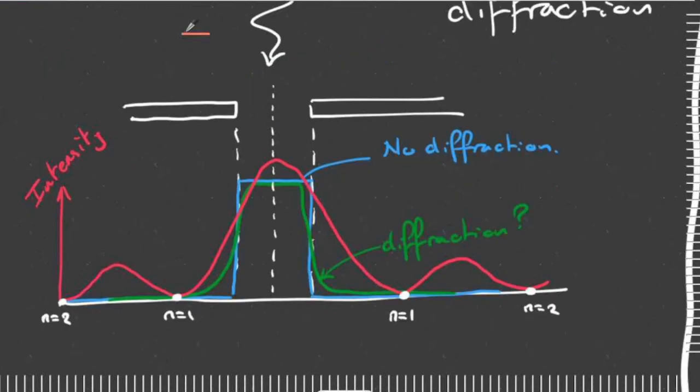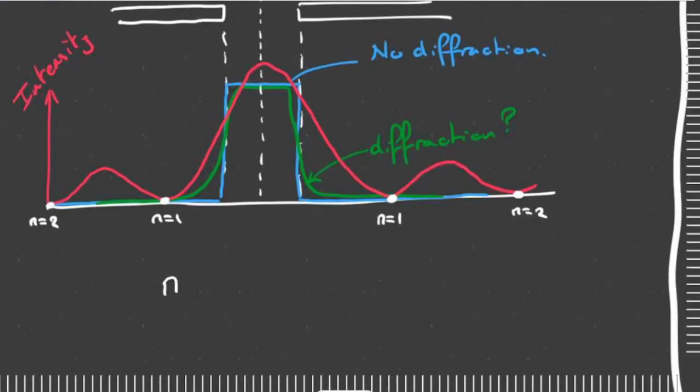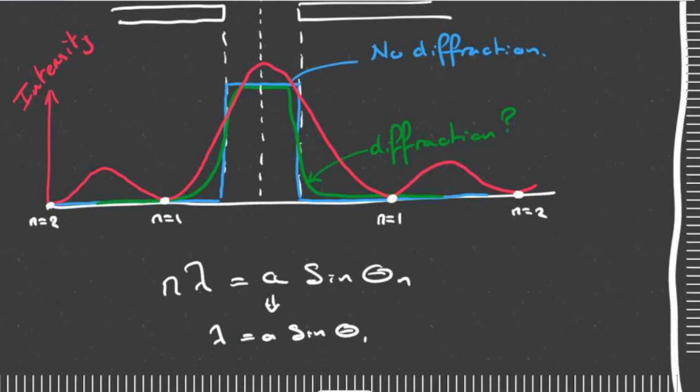So imagine we had the center of the gap and we drew a straight line to the zeros. The angle to the dotted center line is what we call theta 1. The angle from the center to the second 0, that's what we would call theta 2. And there's an equation that gives us the so-called angular position of the zeros. n lambda equals a sine theta n. For n equals 1, that means lambda equals a sine of the angle about the center line to the first 0.